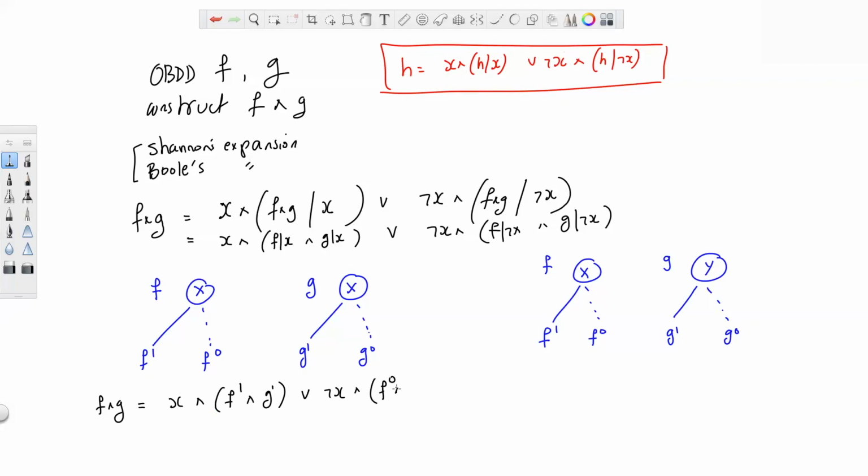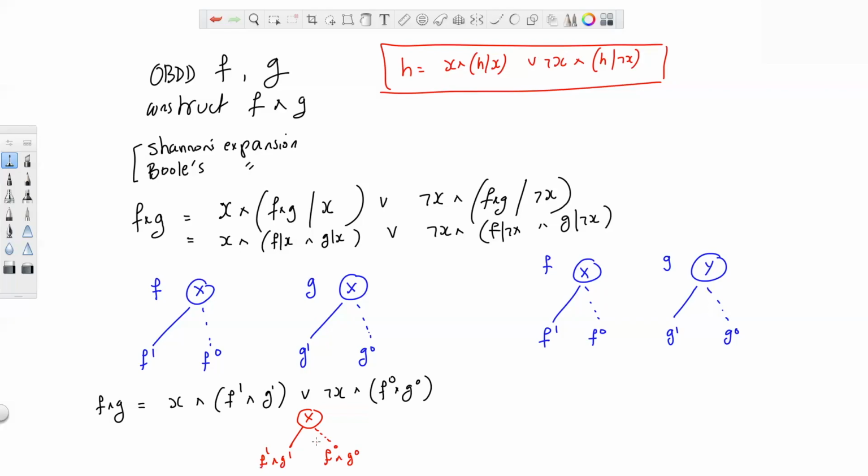f0 and g0. Okay, look now how beautiful this is. What is this? This is the decision node, let's put it in red, the decision node labeled x. This is the high child, low child. And then what do I have here? F1 and G1. And here I have F0 and G0. That's basically what this says. If you want to conjoin these, that's the result.